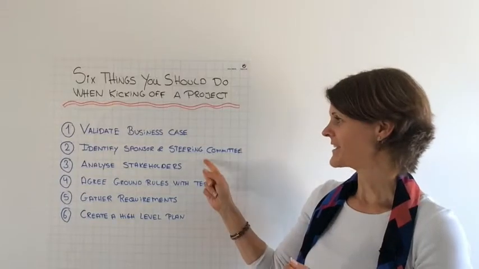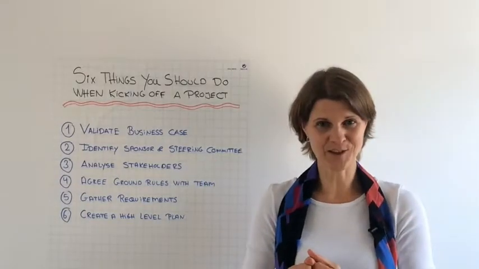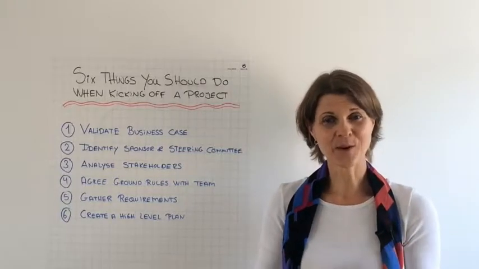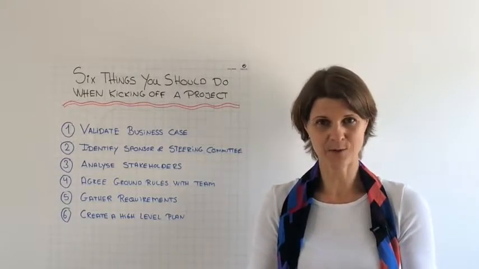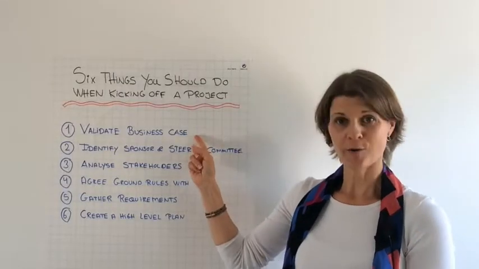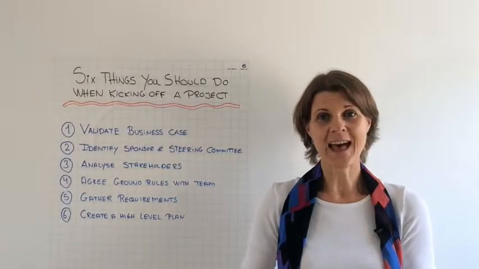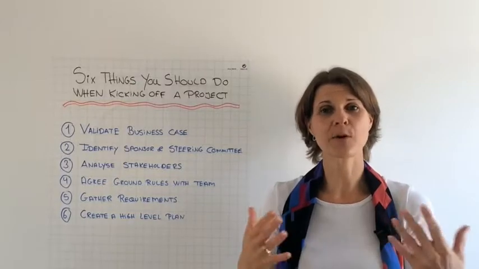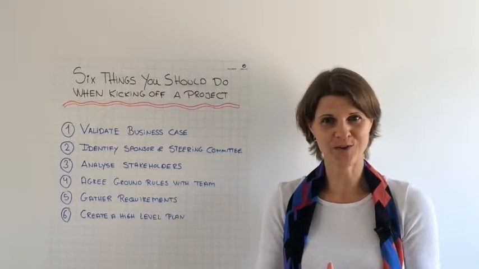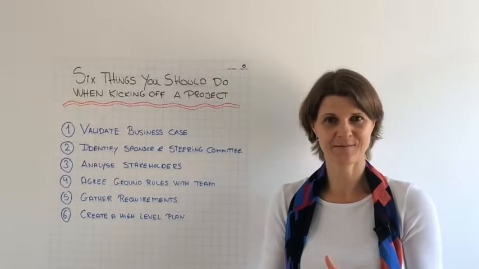Secondly, identify the sponsor and the steering committee members if they are not already there. The sponsor is the ultimate accountable person for the project. He or she is the one who owns a business case, and he or she will be the one who sets the parameters for the project. I like to refer to the sponsor as the champion of the project.